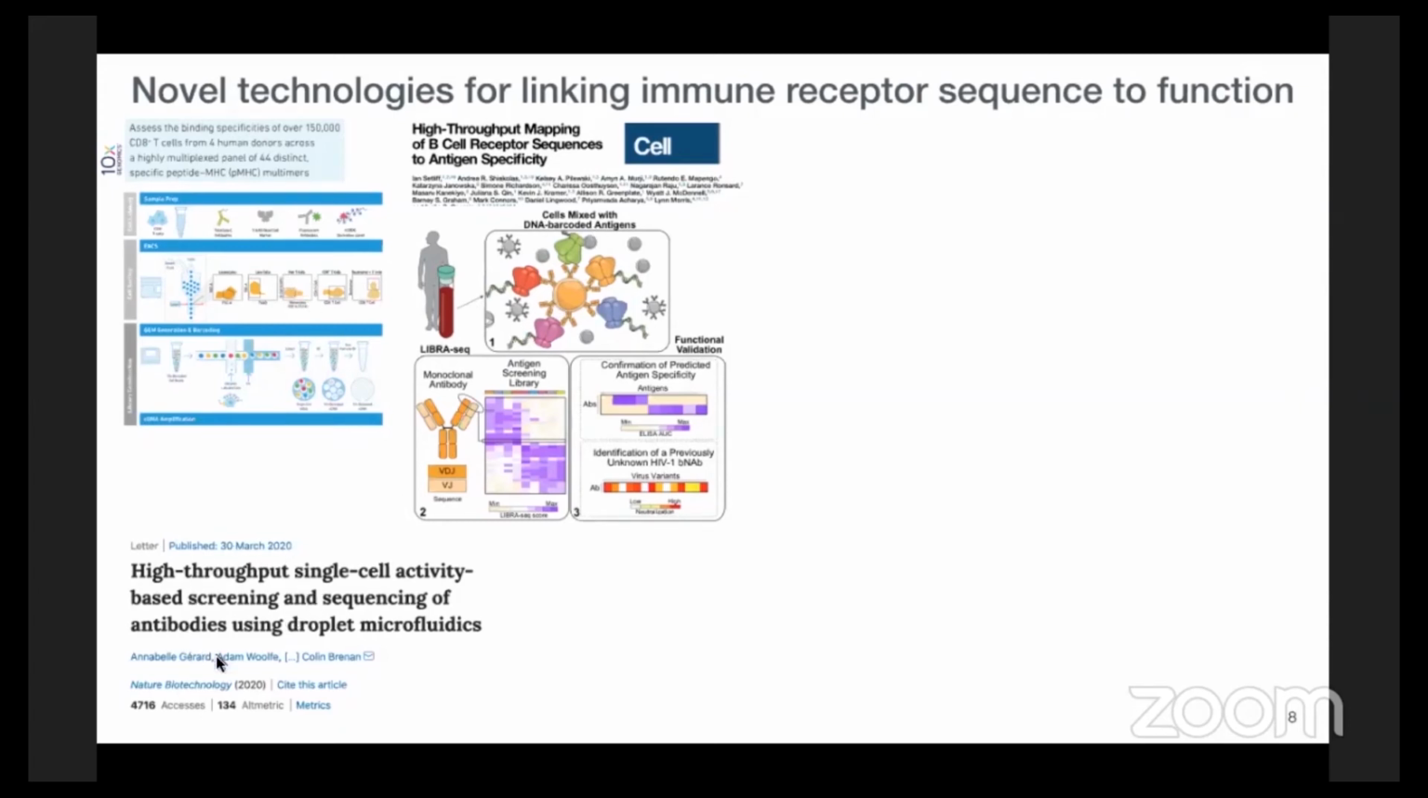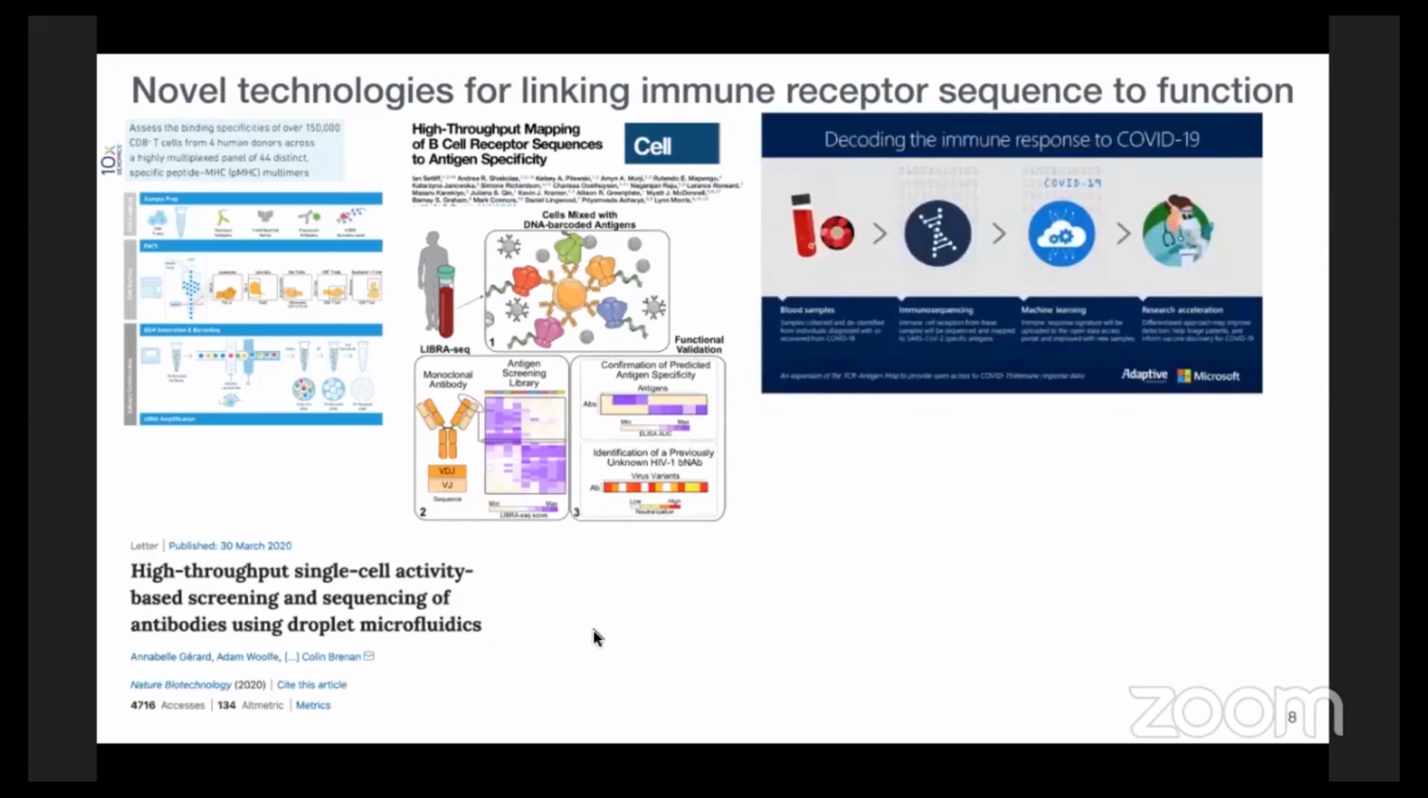And also academic labs are working on droplet approaches for linking immunoreceptor sequence to function. And there is also a huge effort by Adaptive and Microsoft. Adaptive is a very large immunoreceptor sequencing company, and they are expanding their TCR antigen map to the COVID-19 immune response, so that they can actually map antigen data to T cell data.